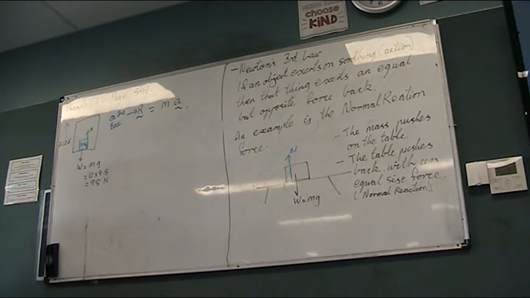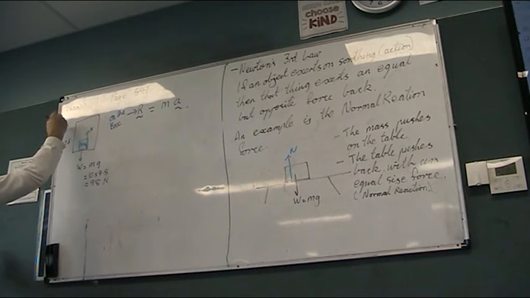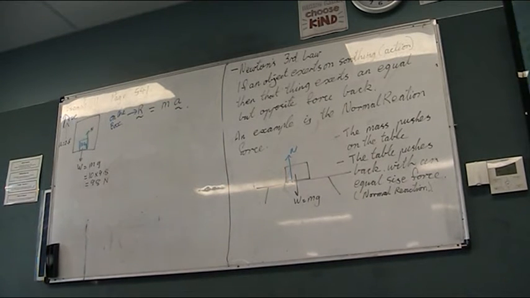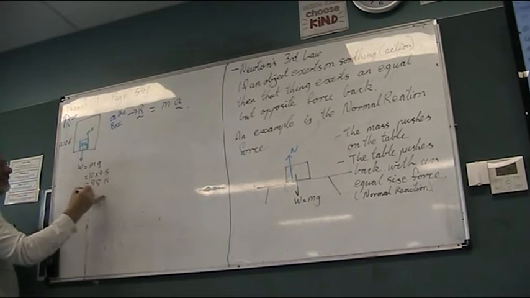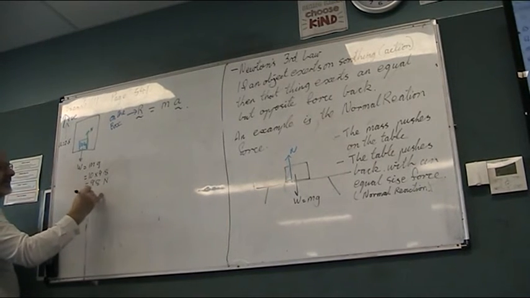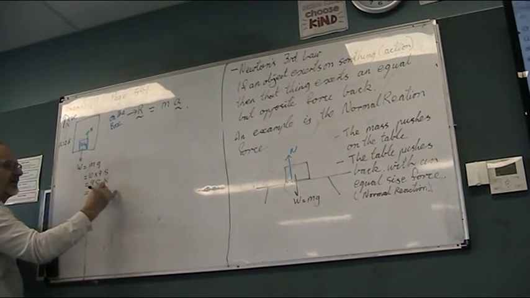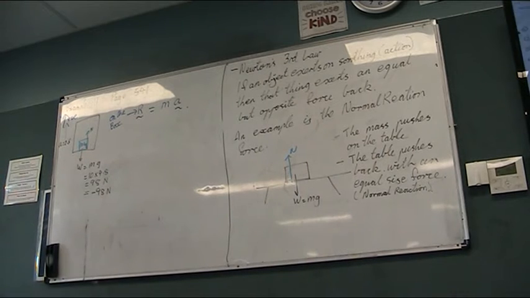All right, so what we need to do then is we need to assign one of the directions, either up or down, as being positive, and I've kind of already done that here because I've written acceleration as just 2.5. So really I should have this weight force here written as negative 98 newtons. So it's going down in the negative direction.